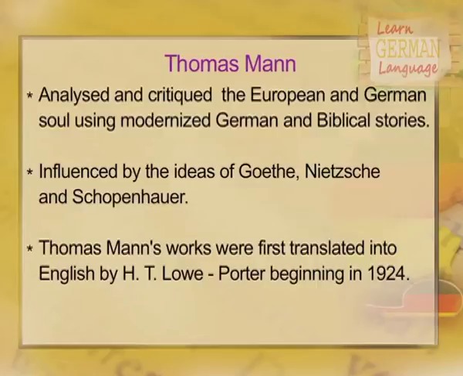Thomas Mann's works were first translated into English by H.T. Lowe-Porter beginning in 1924, and his works include the novel Buddenbrooks, The Magic Mountain and his numerous short stories.